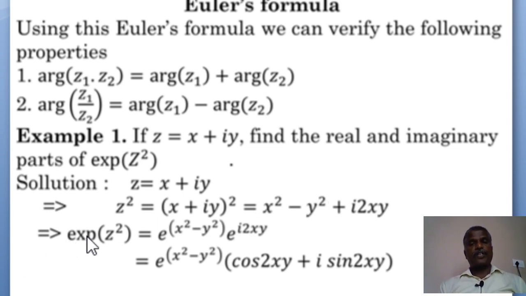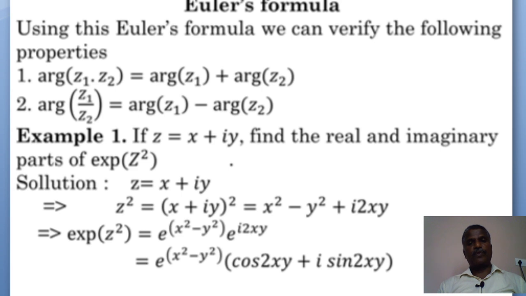Now the exponential of z square is equal to e to the power x square minus y square plus 2ixy, where we substitute z square. Again by using the law of indices we can write e to the power x square minus y square into e to the power i into 2xy. Here we can apply Euler's formula. So by using Euler's formula, e to the power i2xy is equal to cos 2xy plus i sin 2xy. So the real part is e to the power x square minus y square into cos 2xy, and the imaginary part is e to the power x square minus y square into sin 2xy.